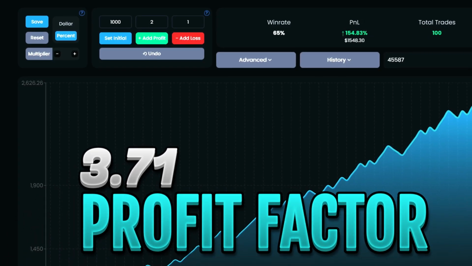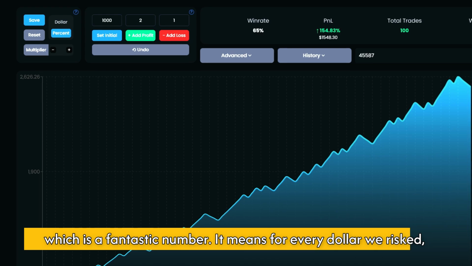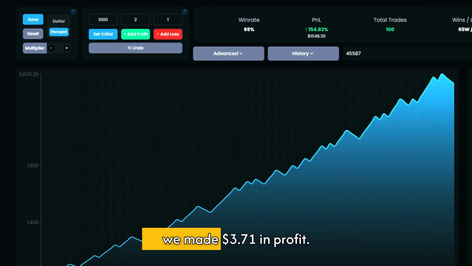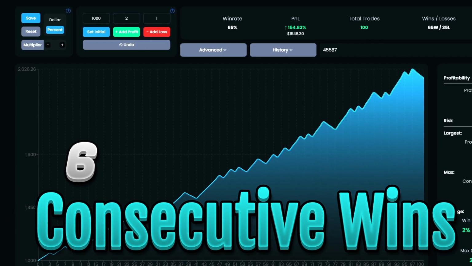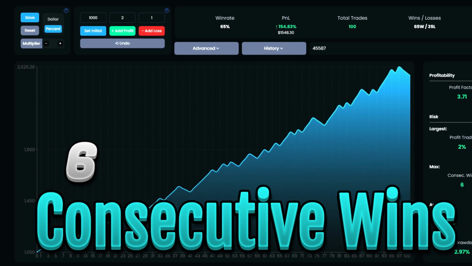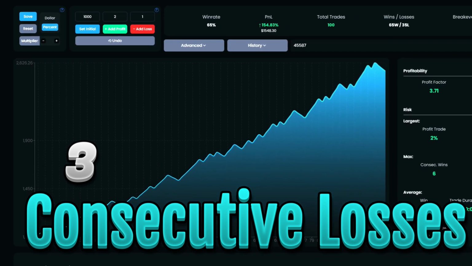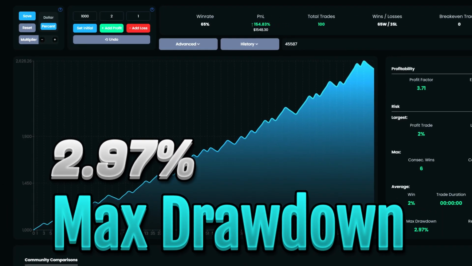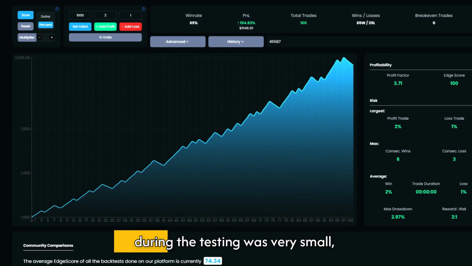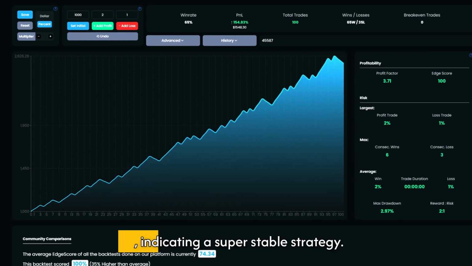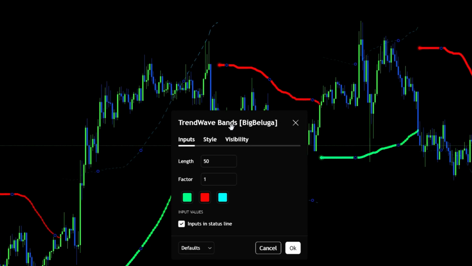Profit factor, this was 3.71, which is a fantastic number. It means for every dollar we risked, we made $3.71 in profit. Consecutive wins. We had a streak of 6 profitable trades in a row at one point. Consecutive losses, the longest losing streak was just 3 trades. Max drawdown, this was only 2.97%, meaning the biggest dip our account saw during the testing was very small, indicating a super stable strategy.